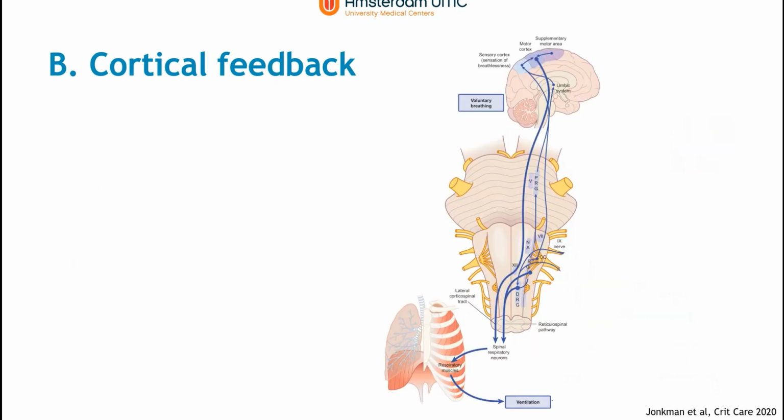Okay, so that's the first and most important thing, the chemical feedback to the respiratory centers. But there's also a cortical feedback. Of course, if you want right now, you can start hyperventilating. But as you're just sitting here, you're quite relaxed. The cortex has an inhibitory effect on the respiratory centers. And I'm sure you will all recognize that.